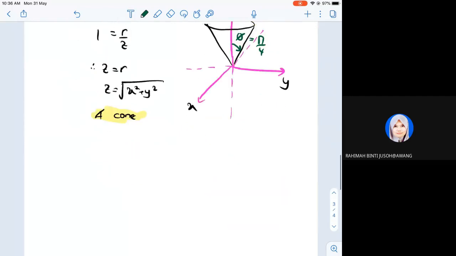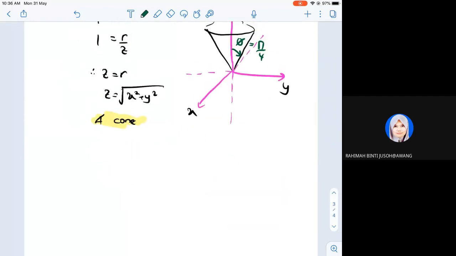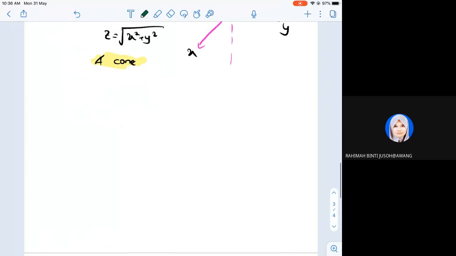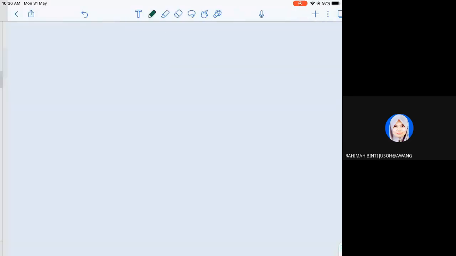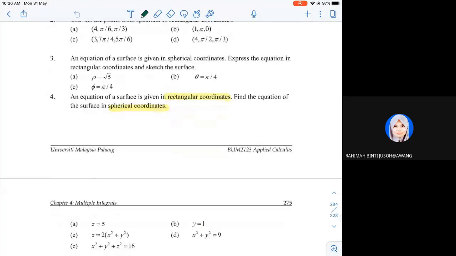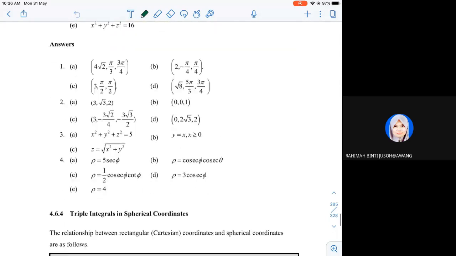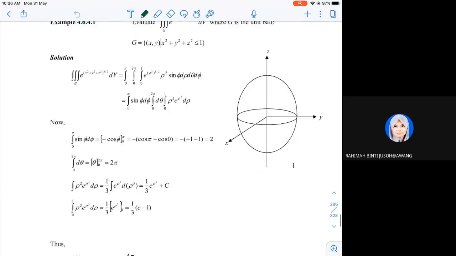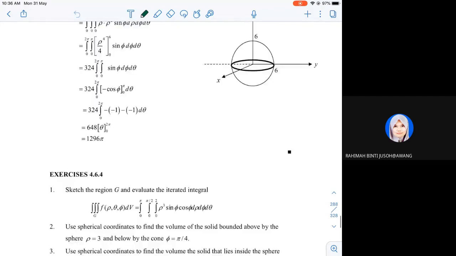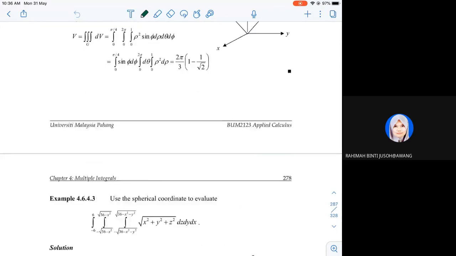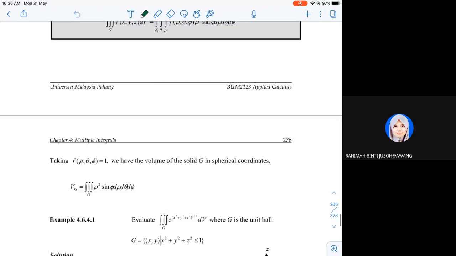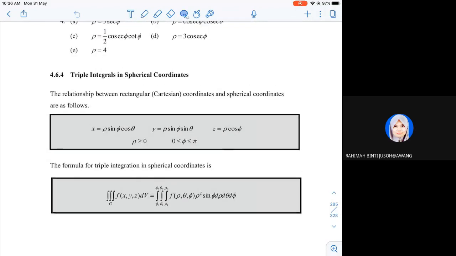So next, let's take a look at topic 4.6.4, right? Yang ni rectangular to spherical ni you boleh tukar lah, just substitute the formula. Okay. We go to spherical, triple integral in spherical coordinates. Ni yang penting ni.